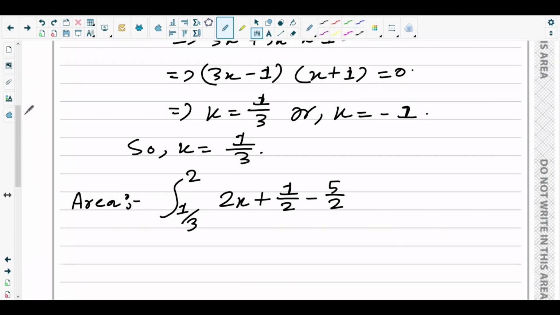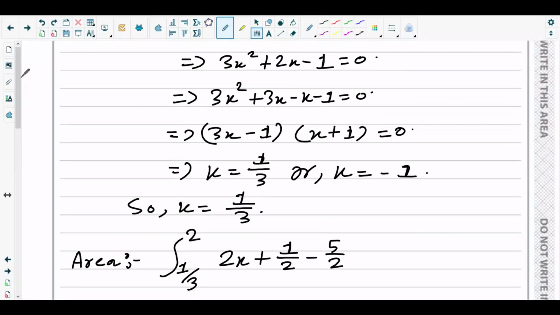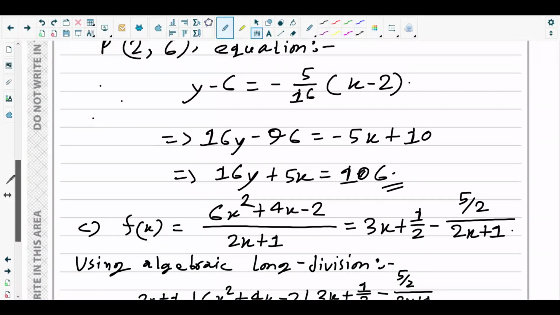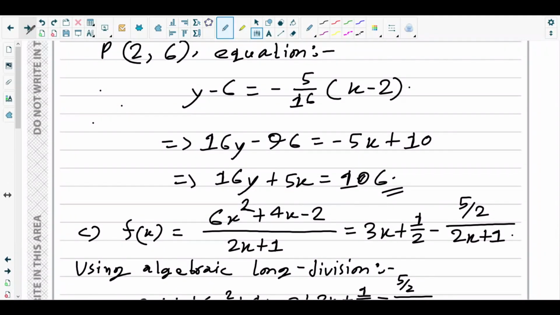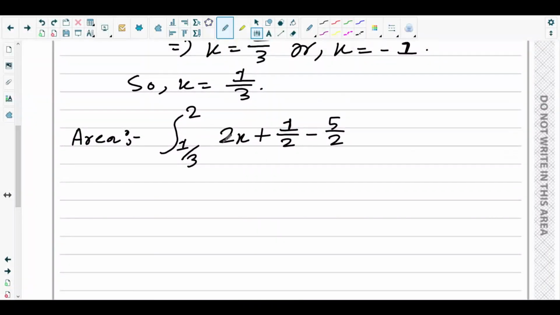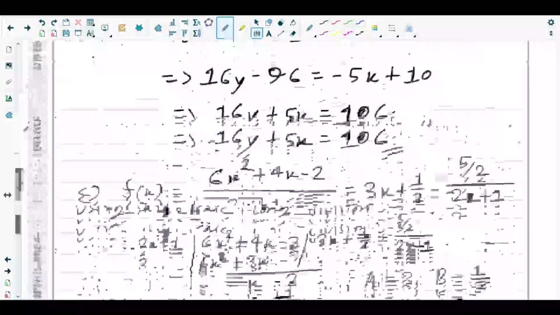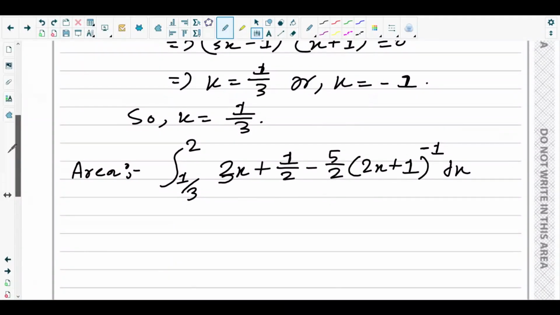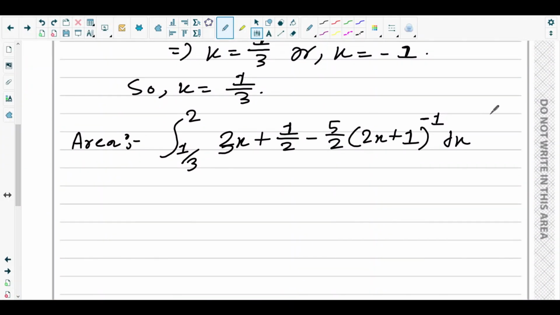and then this was earlier, in the previous page. Let me check it out. It was not 2x, it was 3x. Okay, 3x plus half minus 5 over 2 times (2x plus 1) inverse, dx. Okay, is it 2x plus 1 inverse? Yes, minus 5 over 2 times (2x plus 1) inverse dx.